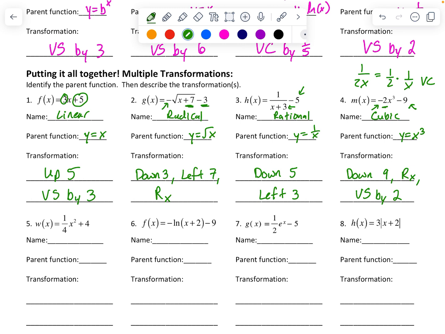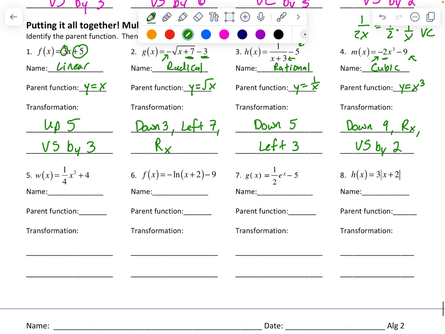So I know some people look at that negative 2 and they're like, oh, that's not bigger than 1. However, really, when we say bigger than 1, it's like the absolute value of a is bigger than 1, because that negative is telling me the reflection. The 2 is telling me the stretch or compression.